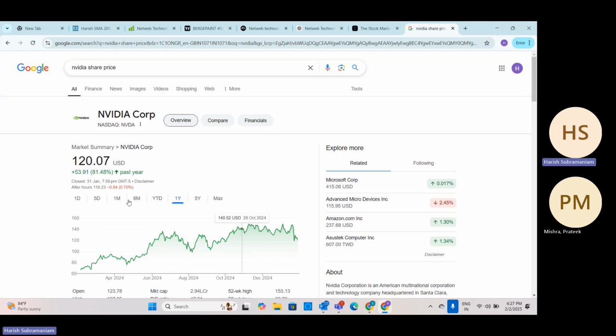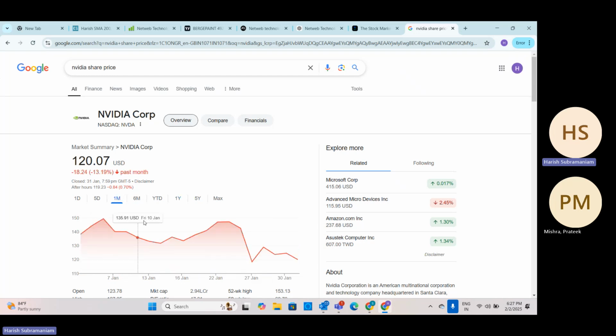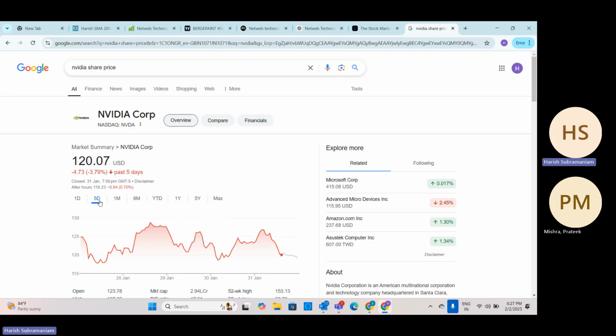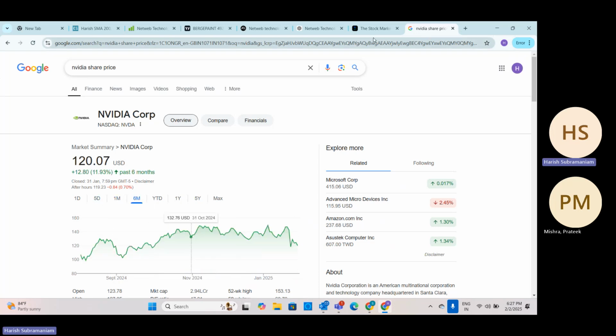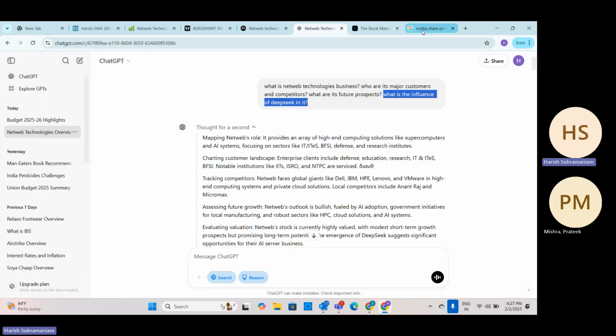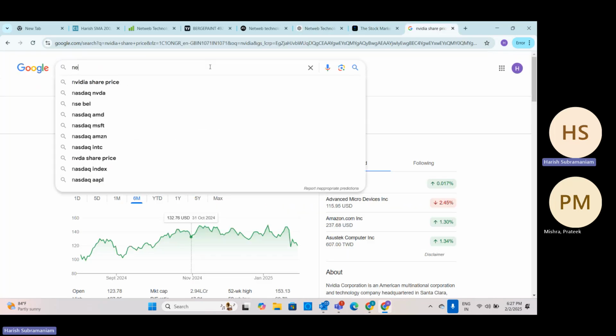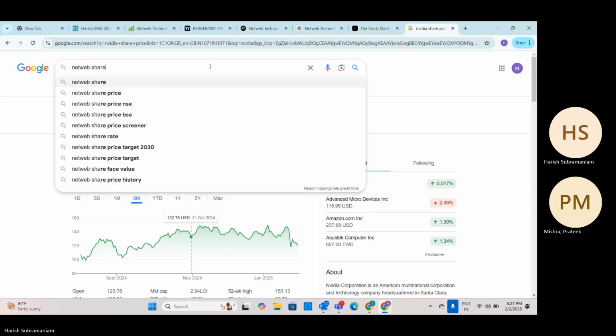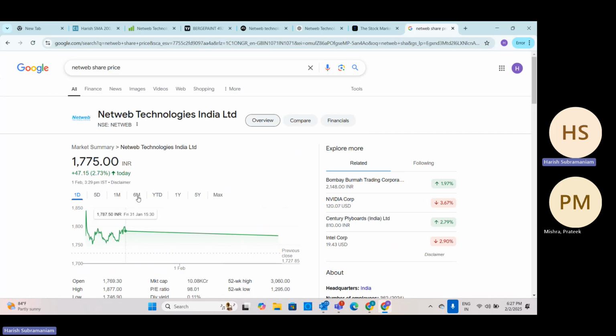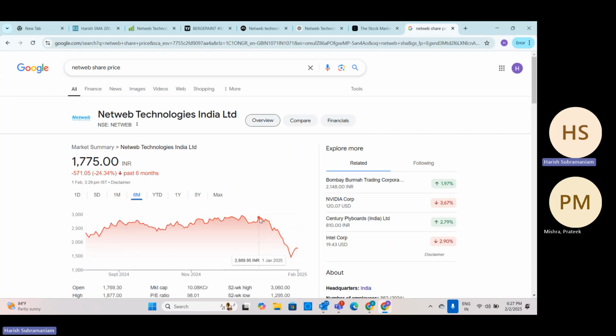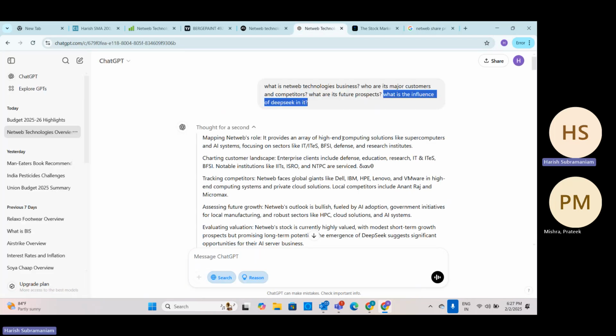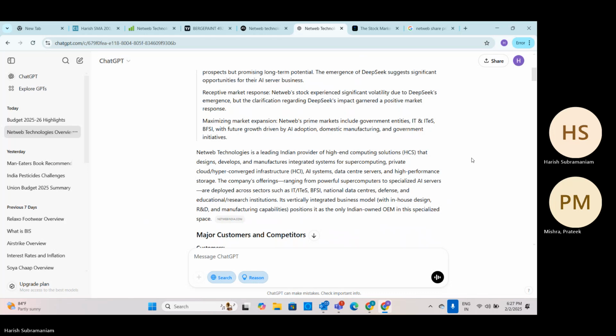And after that, once DeepSeek came into the picture, you can see this. The tech companies started going down, right? It's gone down by 13% in the last 1 month and so on. And if you look at Netweb Technology share price also, due to the market correction and all this, the company was high at 2,800. It suddenly went down to 1,400. So what is the influence of DeepSeek?